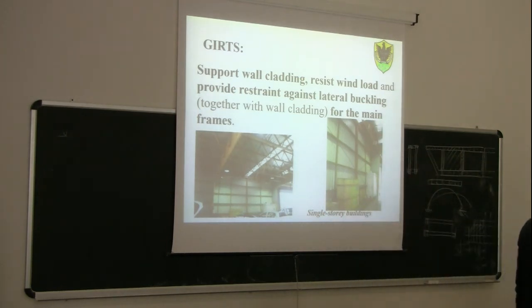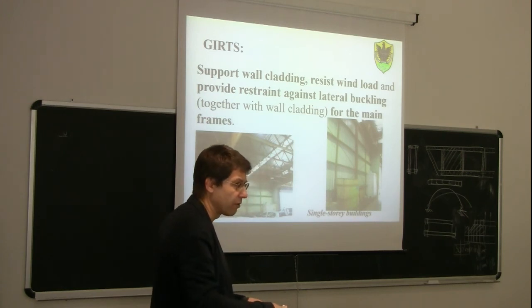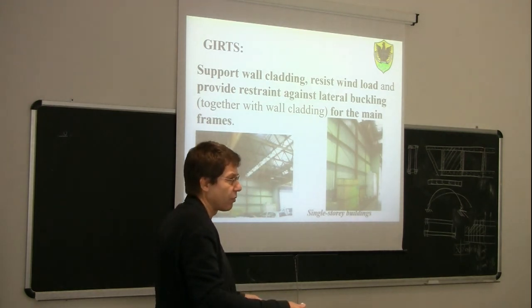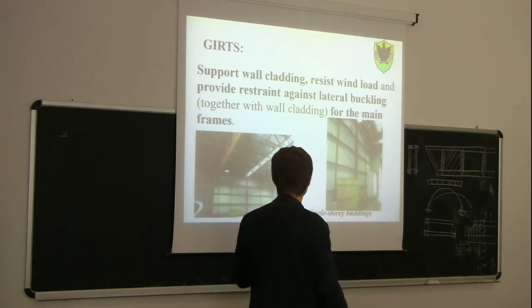Girts, we said, are those horizontal members running along the walls. Here you can see the girts. You can see here the cladding is made of steel, so metal plates here, or sandwich panels, and they are supported by horizontal girts and vertical elements, to reduce basically the span, because those members are made of a very thin corrugated iron, which needs some support, otherwise it will deflect too much. So these girts support the cladding, resist wind load, and provide some restraints against lateral buckling for the main frames, together with the wall cladding.